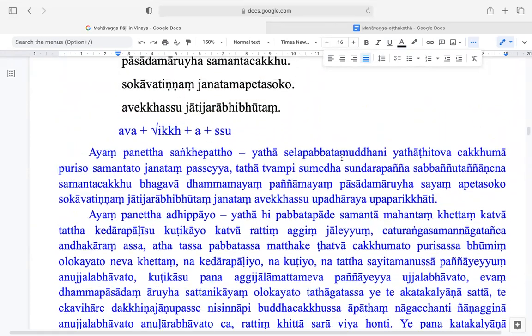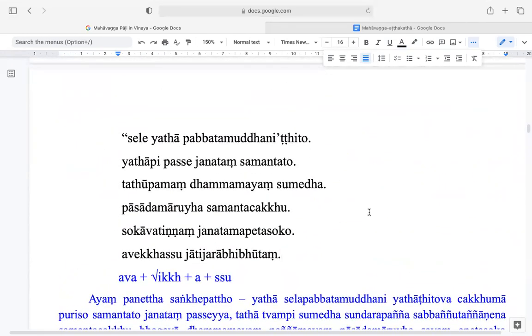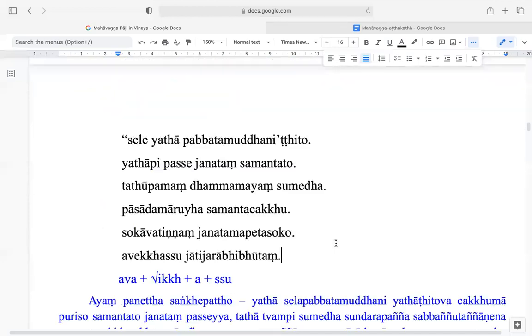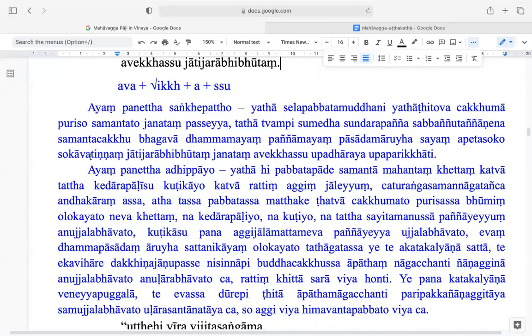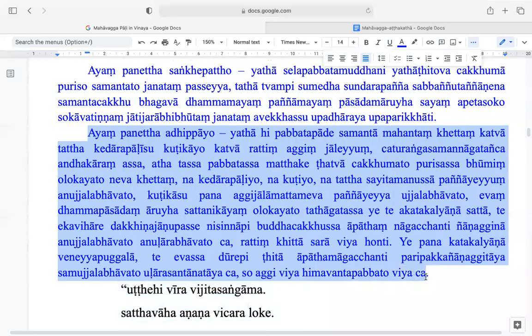So, last week, the previous time, we learned these two stanzas. At the time, the sub-commentary widely explained Ayam Banita Sinki Bato, and then Ayam Banita Ade Bayo. Here Sinki Bato means, actually, a Pāḷi to Pāḷi translation, a brief meaning or brief translation of that stanza. But we can understand it widely in this way, that is the meaning here. So Ayam Banita Ade Bayo.